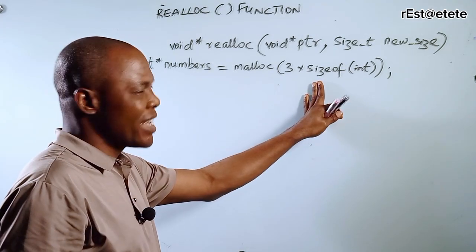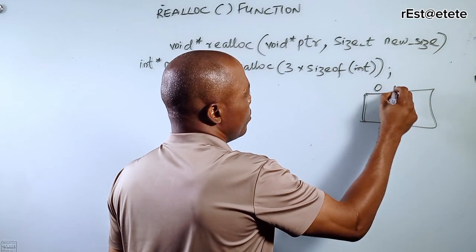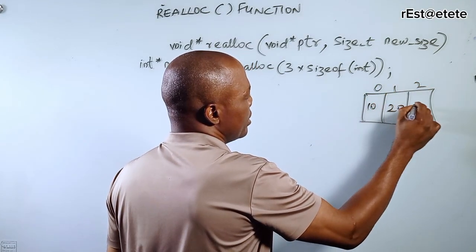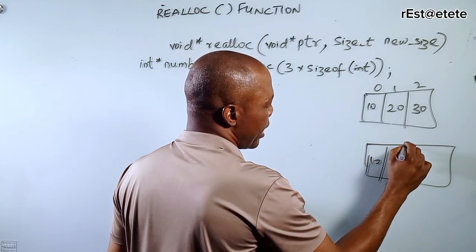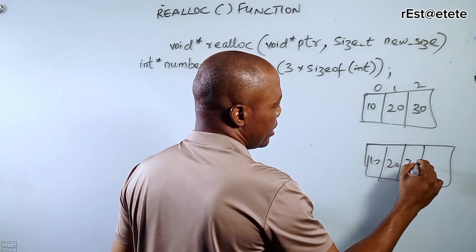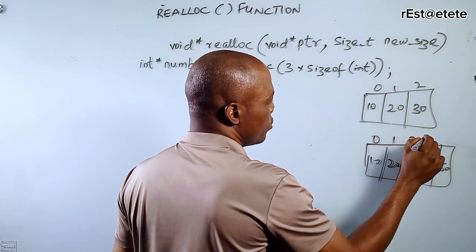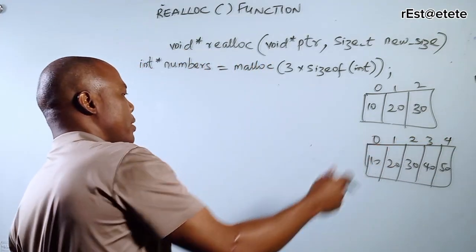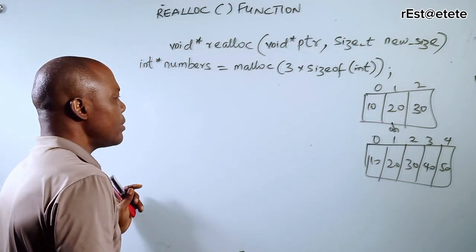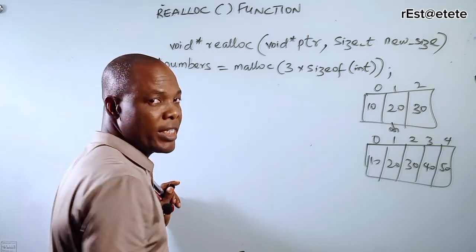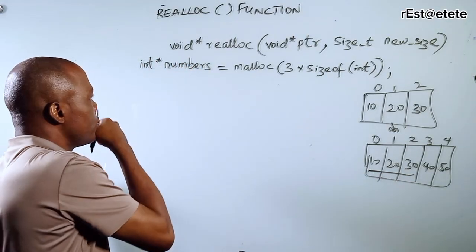But I want to increase this to 5 integers. So initially what this would do is give us indices 0, 1, 2. So we did 10, 20, 30. Now I want to increase it to 10, 20, 30, 40, and 50. So that becomes 0, 1, 2, 3, 4. So 5 indices. This is what I want to do. I want to increase from this to this. Now I have to use realloc to increase this size, but I want to still maintain this. Just add 40 and 50 to it. So what will I do?